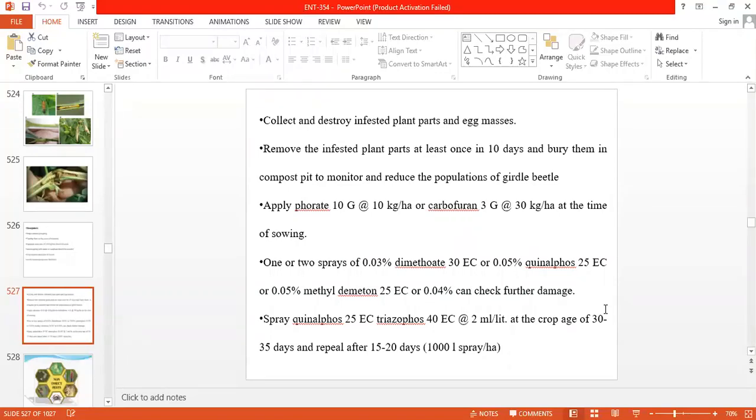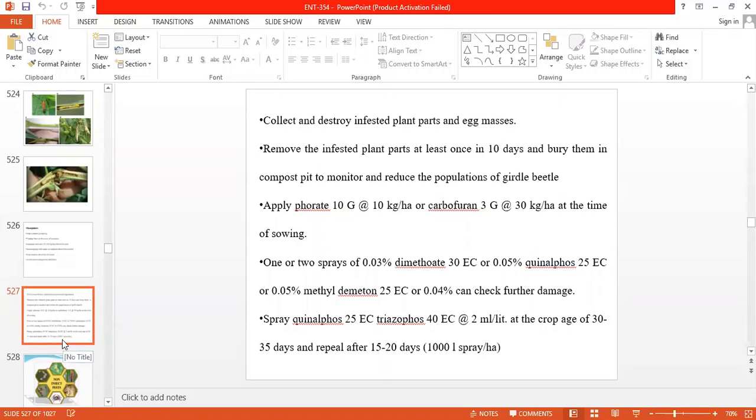Apply phorate 10 G at the rate of 10 kg per hectare or carbofuran 3 G at the rate of 30 kg per hectare at the time of sowing. One or two sprays of 0.03% dimethoate 30 EC or 0.05% quinalphos 25 EC or 0.05% methyl demeton 25 EC can be used to check further damage. Spray the crop with quinalphos 25 EC or triazophos 40 EC at the rate of 2 ml per liter of water at crop age 30 to 35 days and repeat the application after 15 to 20 days of the first application.